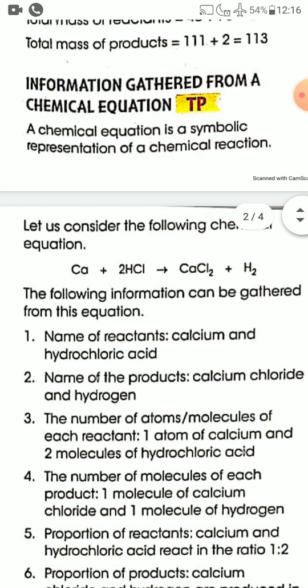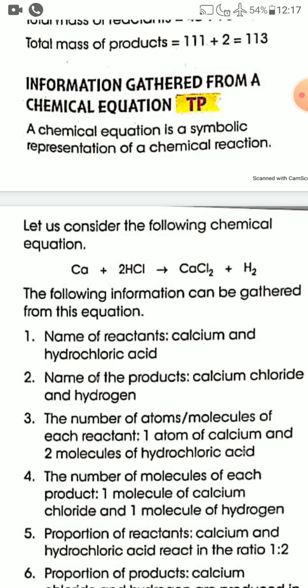Next topic is information gathered from a chemical equation. That means how much information you can get from a chemical equation. A chemical equation is a symbolic representation of a chemical reaction. And from this chemical equation, you can get a number of pieces of information.